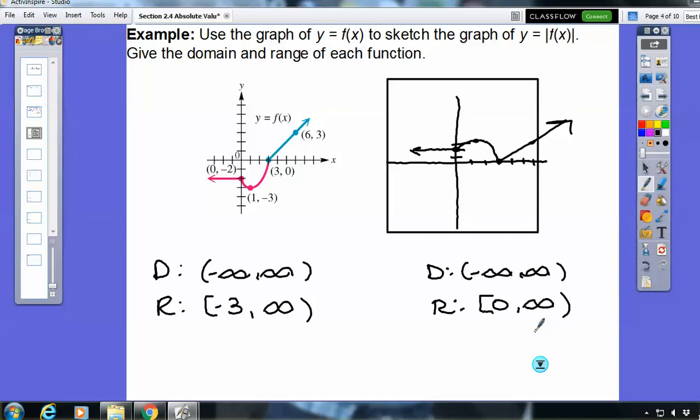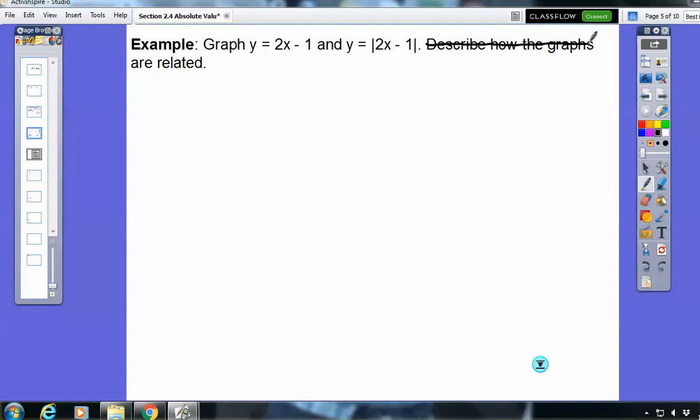I'm going to give you guys one. You're going to draw the function, give domain and range, and do the absolute value and give the domain and range. So I want you to graph both of these, give the domain and range each.